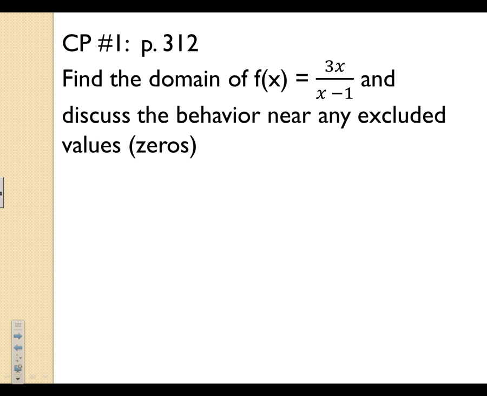For an example of this, let's take a look at checkpoint number 1 on page 312. Find the domain of f of x equals 3x over x minus 1, and then discuss the behavior near any excluded values. All right, so when you look at this one, I think you can all tell that the thing that's going to make the denominator equal to 0 is a 1. So our domain will be all real values, but x cannot equal 1. Okay, so then the next task is just to build a table of points that lead into 1 and lead away from 1.